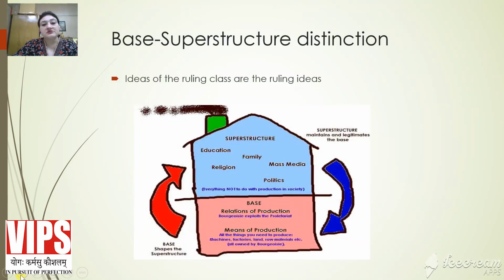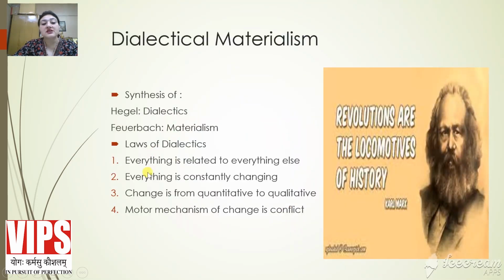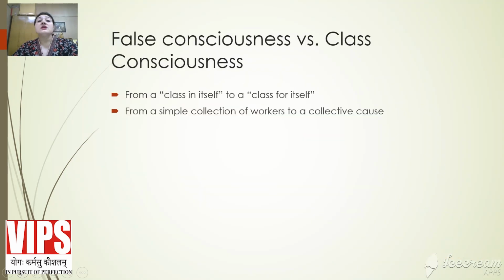So this is something that we have already done, the base superstructure distinction, when we were talking about the first law of dialectics, where we said that everything is related to everything else. And now, if you remember, I was speaking to you about what was so typical about capitalist society: the earlier conflict, which was amongst the existent haves and the emerging haves, now transforms itself into the existent haves and the existent have-nots. Now, we need to understand the structure of capitalism to understand this particular thing.